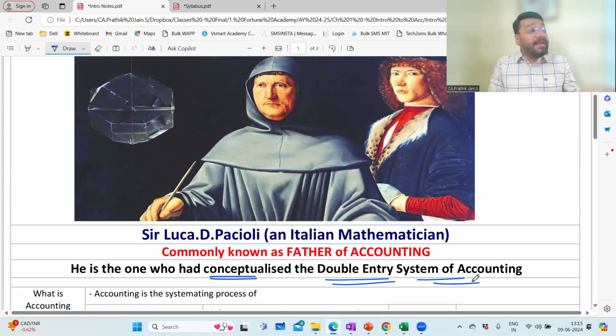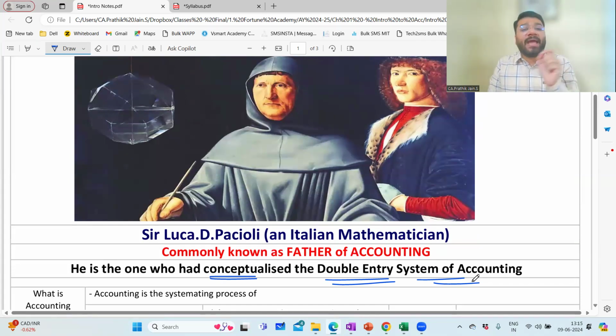Now, what is the meaning of double entry system of accounting? You will learn in the upcoming chapters. But I'm just trying to make you understand that he has given one significant invention. And that is what we're taking as a base while we're doing the accounting. Are you able to follow?